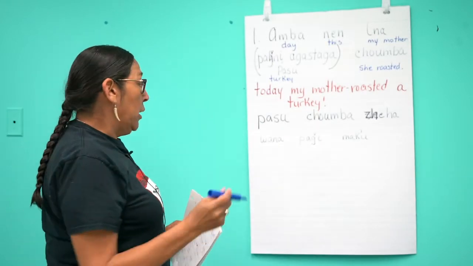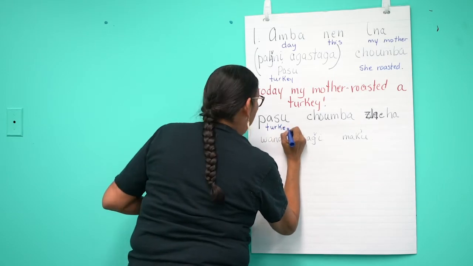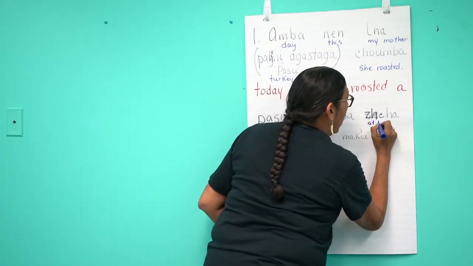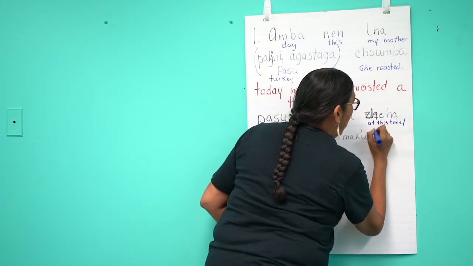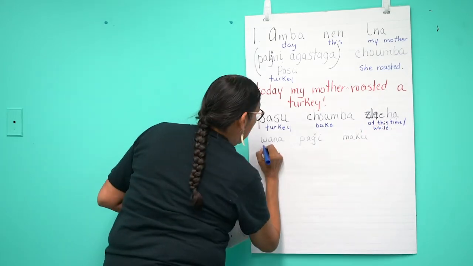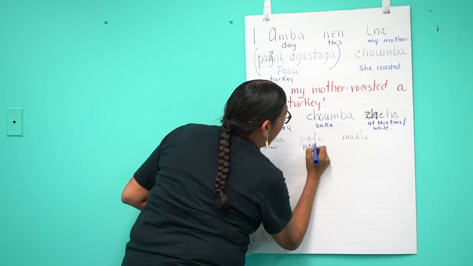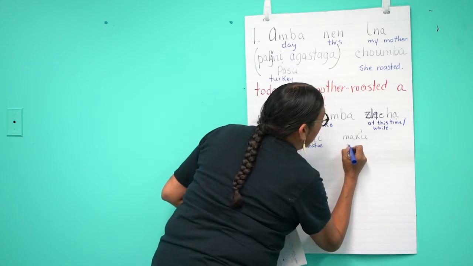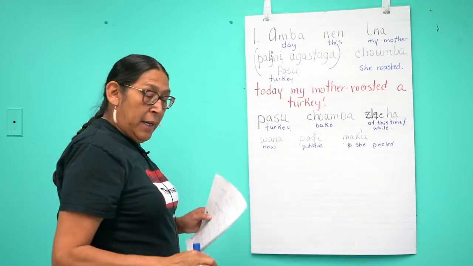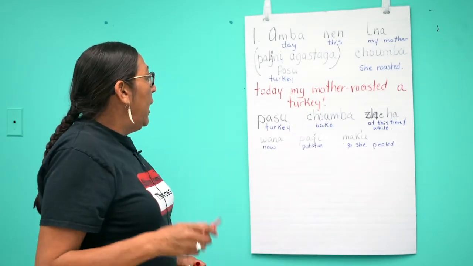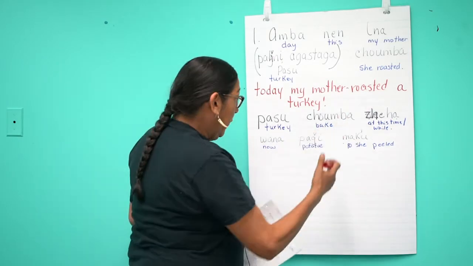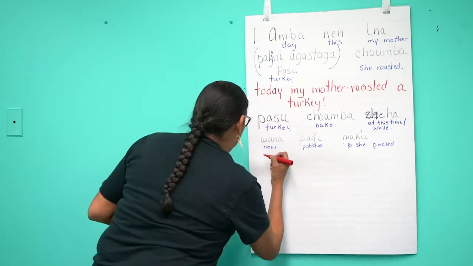So this translates to turkey, bake, and jaha is at this time or while. Same as jaha, wana is now. Potatoes, pari, and mak'u is she peeled. Fluent speakers will automatically think to themselves: while she baked the turkey, she peeled potatoes. That's what it translates to.